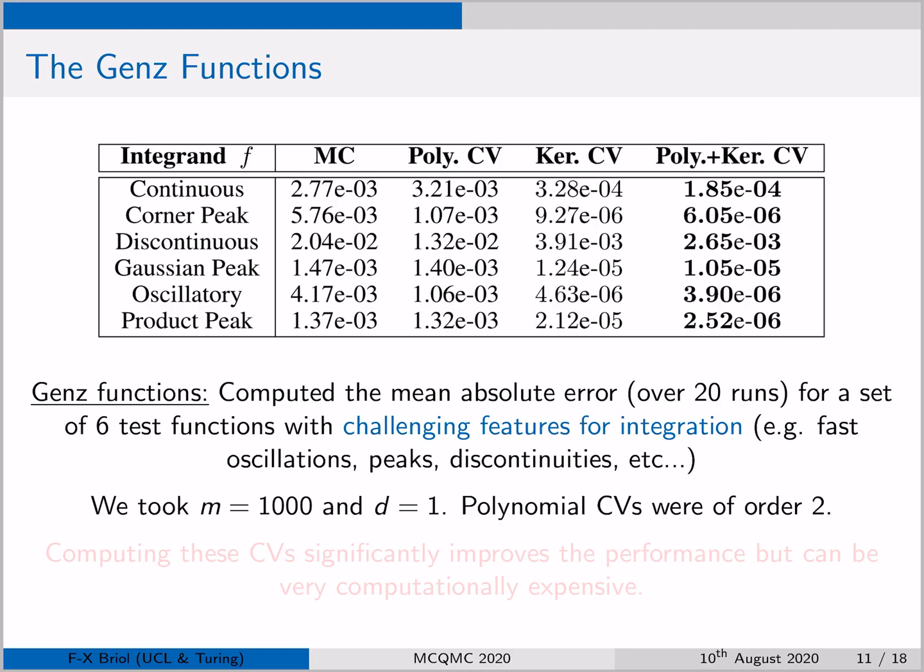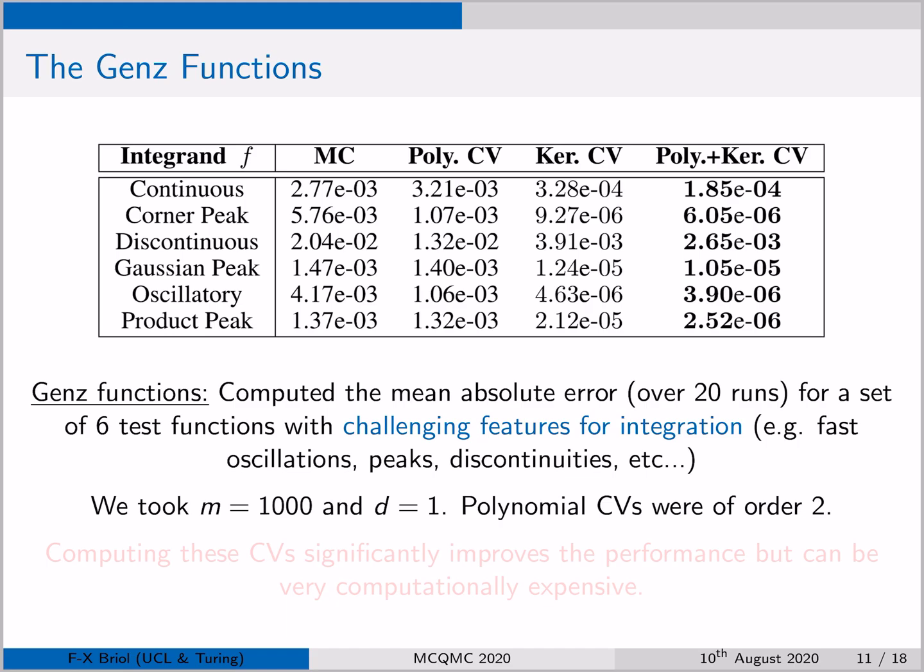So let's look at the Gaussian peak. In this case, the first column is the mean absolute error for Monte Carlo, just using a standard Monte Carlo estimator. There you get an error of order 10 to the minus 3. The next column is if I use a polynomial control variate of order 2. Here you can see the mean absolute error decreases a little bit, but not terribly much.